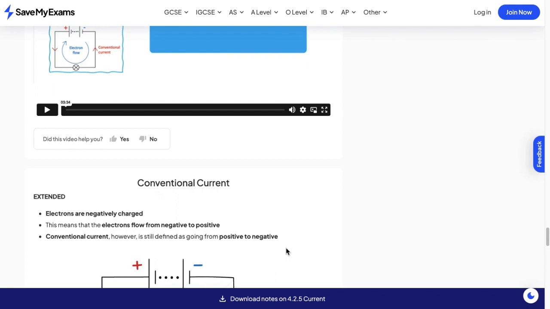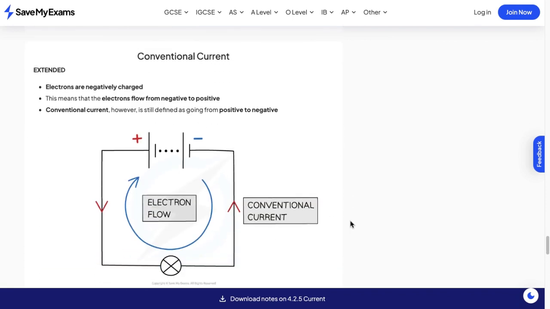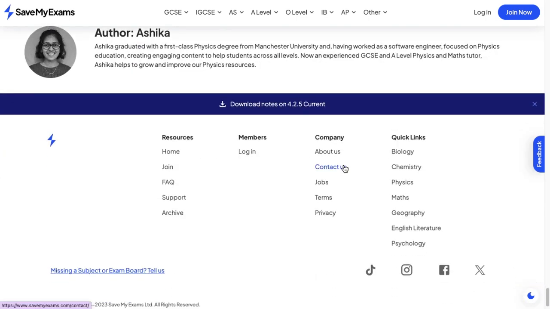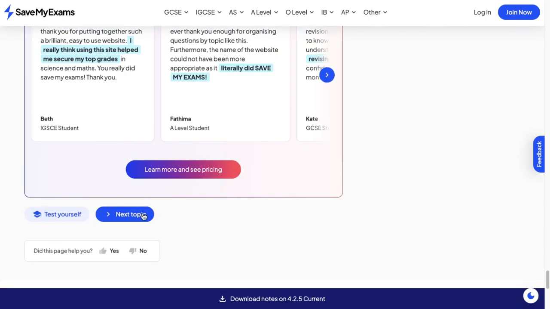Take note, they will confuse you in the exam and they will give you this. Electrons are negatively charged. This means that the electrons flow from the negative to the positive. Electrons flow from the negative terminal of the battery to the positive terminal of the battery. But conventional current flows from the positive terminal towards the negative terminal. Is that okay? Okay, so that's for this first part.